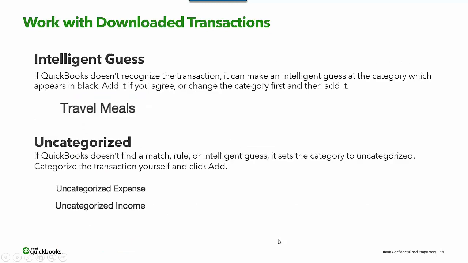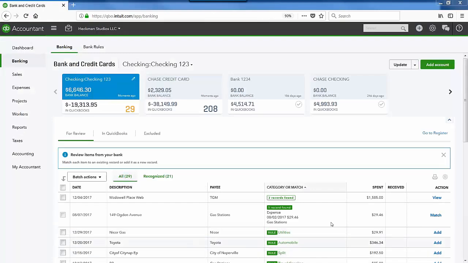If it doesn't find a match, a rule, or some previous behavior to make a guess off of, it makes an intelligent guess. So if it sees McDonald's, it's going to suggest a travel meal because that's the thing that's in your chart of accounts that we think it might be. And then uncategorized is really where we have no ideas. We don't see any past behavior that could influence this. You don't have a rule set up, and so that's where we can actually go in, categorize the transaction ourselves, and click Add. So let's look at some of these.